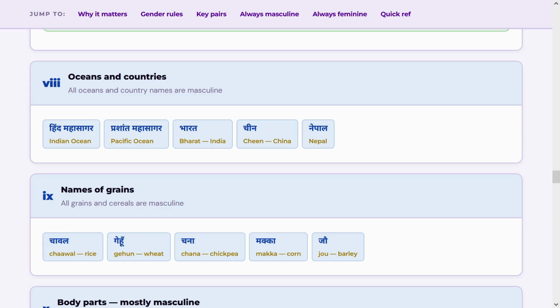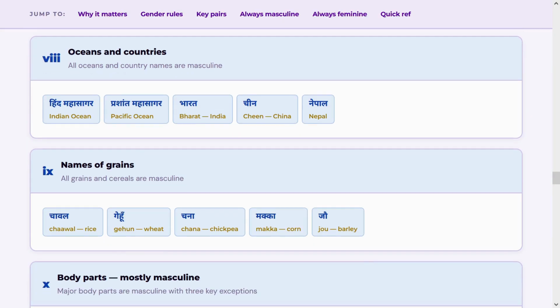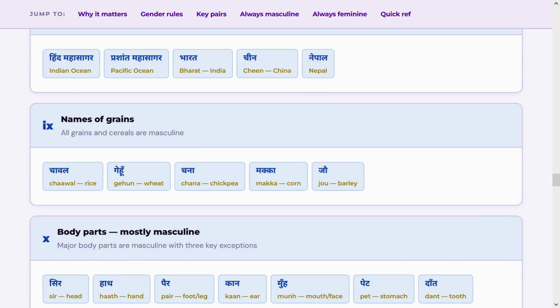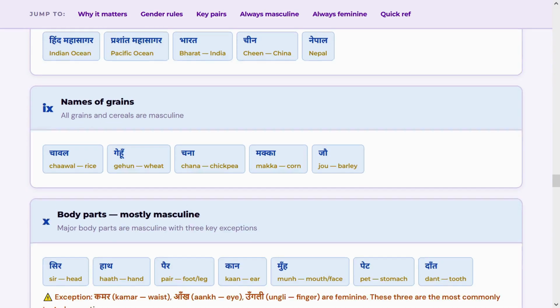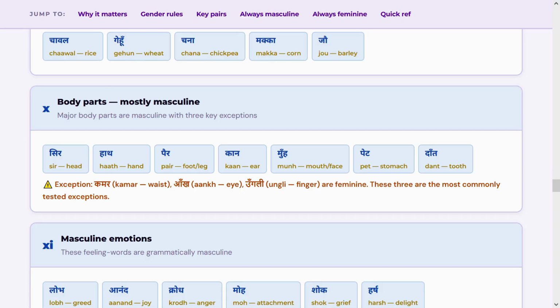Next comes oceans and countries. All oceans and country names are masculine in Hindi. Hind Mahasagar, Indian Ocean. Prashant Mahasagar, Pacific Ocean. Bharat, India. Chin, Nepal. Names of grains. All grains and cereals are masculine. Chawal, rice. Gehu, wheat. Chana, chickpea. Makka, corn. Jau, barley.